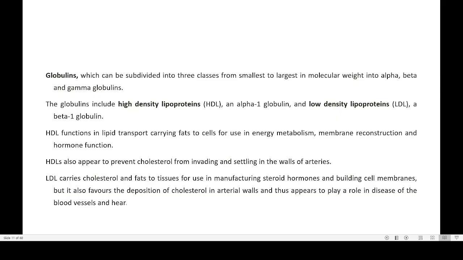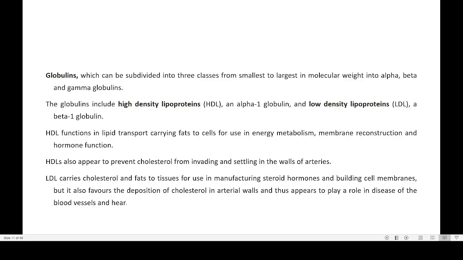That is another function. If there is too much cholesterol, it will be deposited on the inner side of the artery, leading to a situation known as arteriosclerosis. This process can be prevented by HDL. That is why doctors always say HDL is a good cholesterol, because it prevents arteriosclerosis and it also carries the fat from blood into the cell.